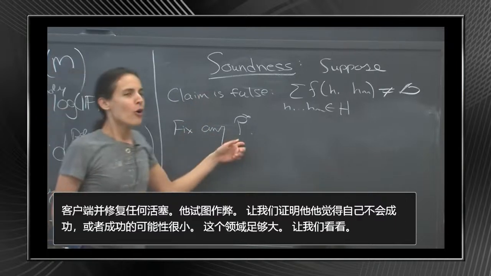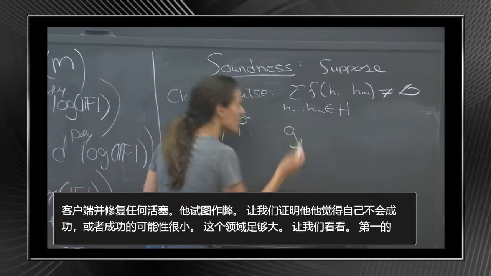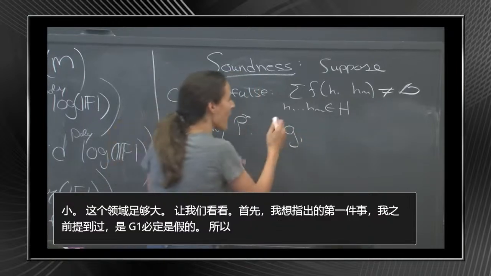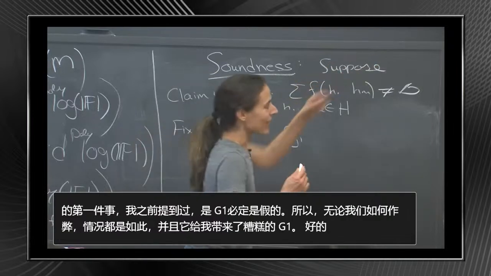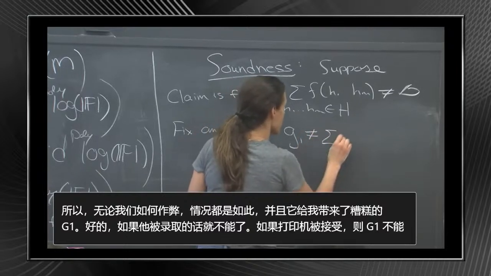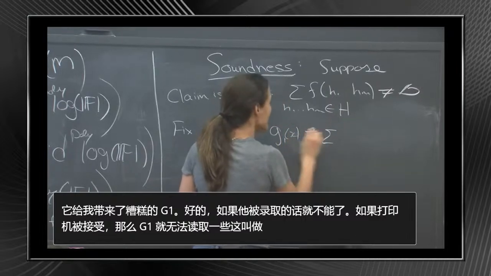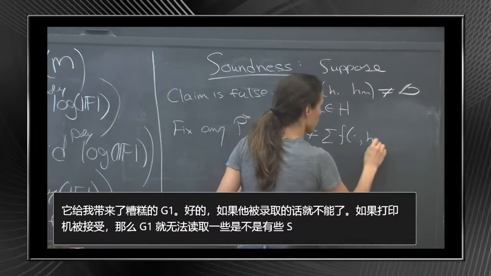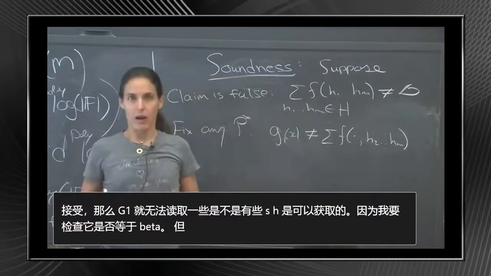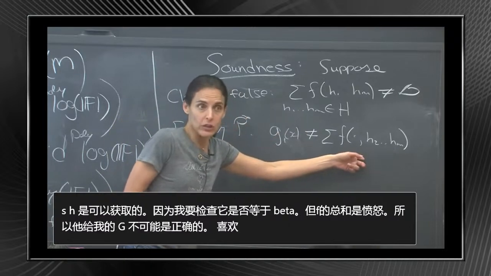So let's see. The first thing I want to point out, which I mentioned before, is that g1 must be false. No matter how he cheats, he gives me a bad g1, okay? If the prover is accepted, then g1(x) cannot be the sum of f over h2 up to hm, because I'm going to check that it's equal to beta, but the sum of f is not beta. So the g that he gives me cannot be the correct g.